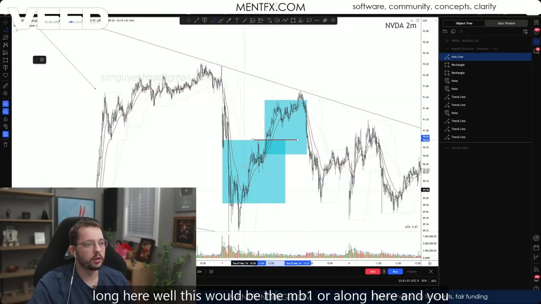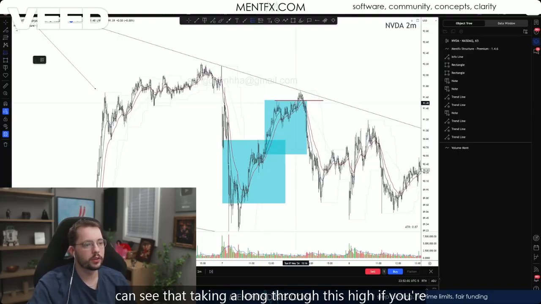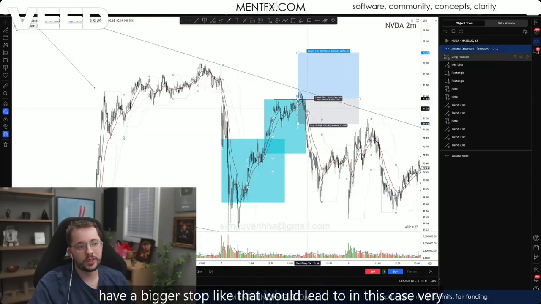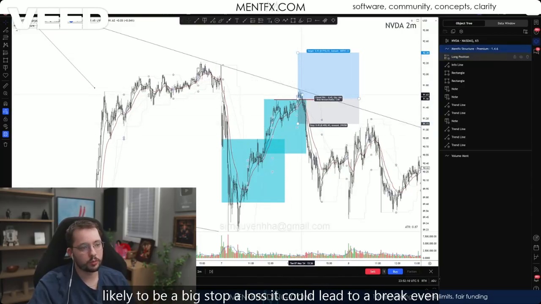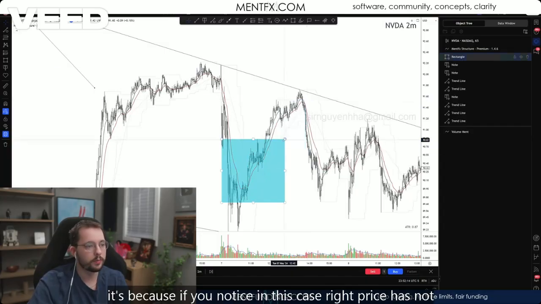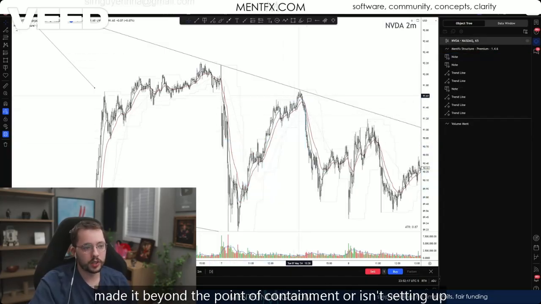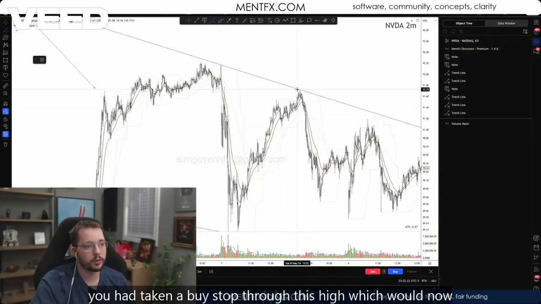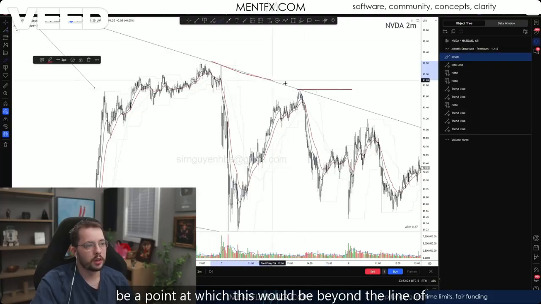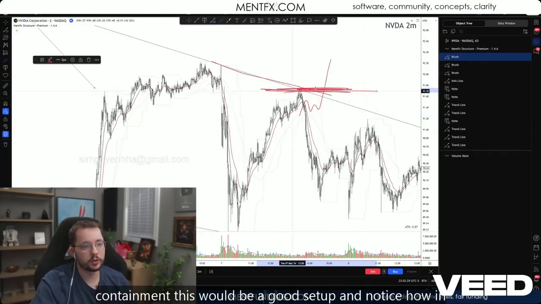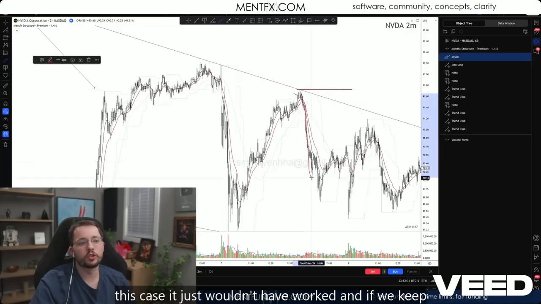There could be a long here, this would be the MB1, or a long here. And you can see that taking a long through this high, if you're entering this E-micro, and you probably have a bigger stop like that, would lead to, in this case, very likely a loss. It could lead to a break even, potentially, but it would lead to a loss. In this case, price has not made it beyond the point of containment, or isn't setting up the move at the point of containment. If instead you had taken a buy stop through this high, which would now be beyond the line of containment, this would be a good setup. And notice how in this case, it just wouldn't have worked.